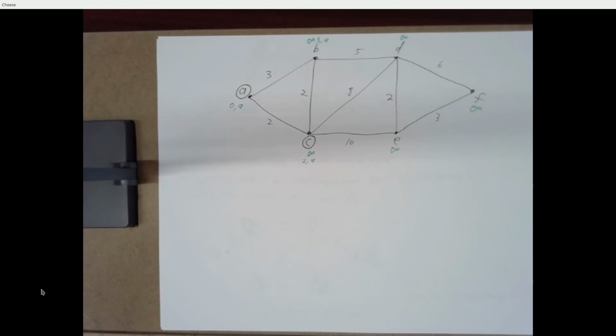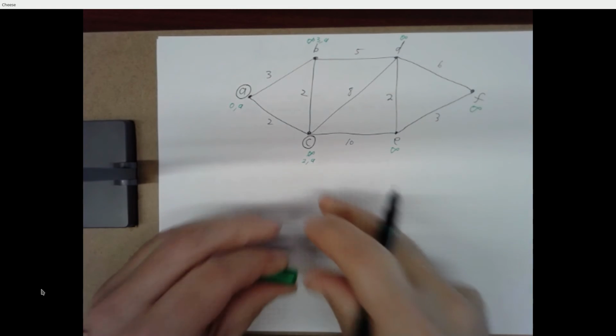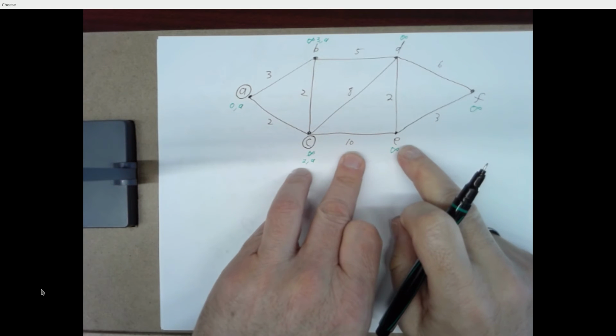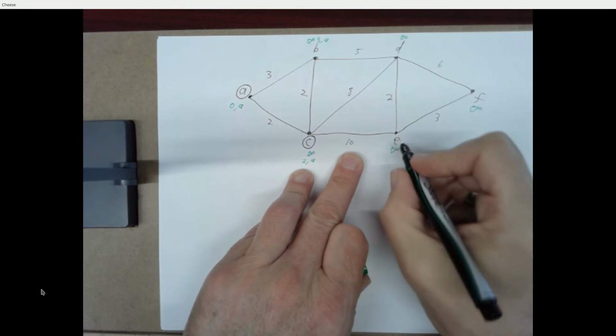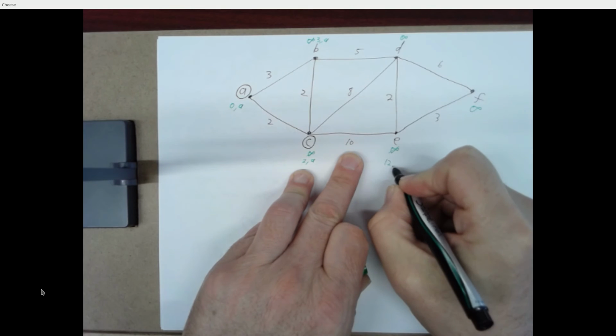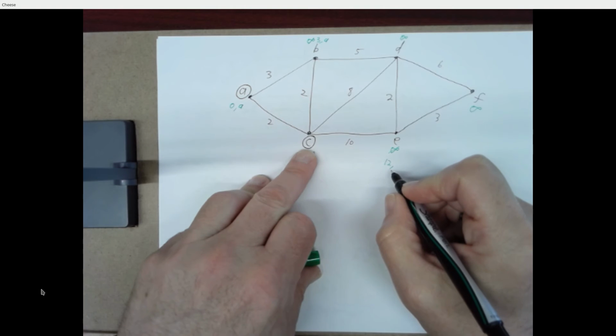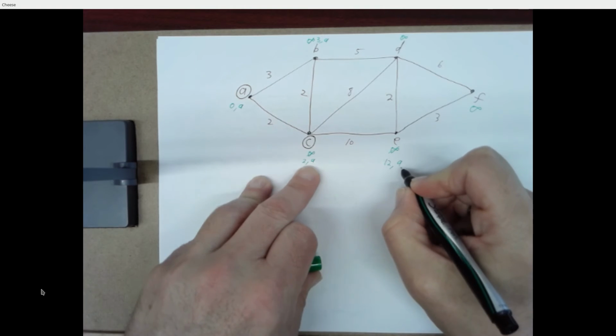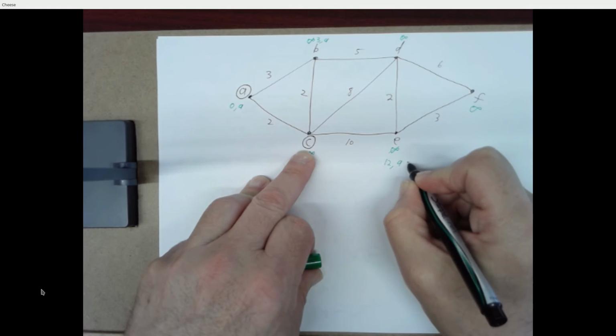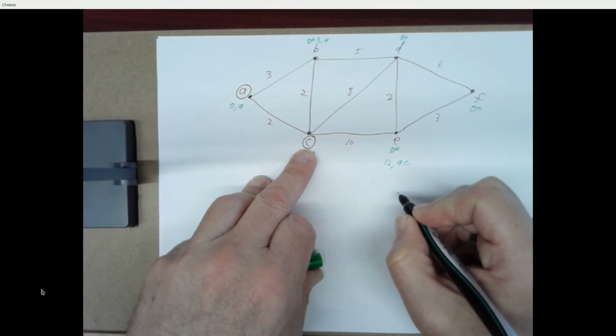All right, so we visit C. We mark that. Now we want to relax nodes from C. So from C, we can get to E in a length of 10. 10 plus 2 is 12. That's better than infinity. So we change the distance to 12, and we record the path. So what was the path? Well, it's whatever path we needed to get to C, which was just A, plus the node that we're coming from, C.